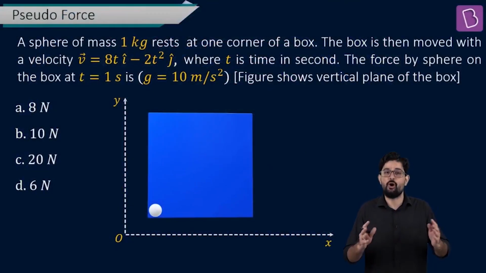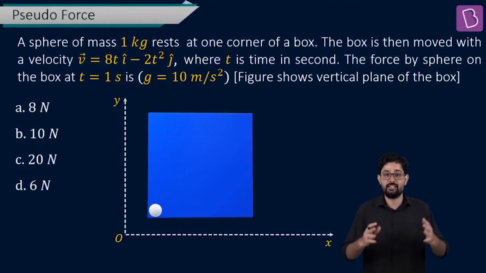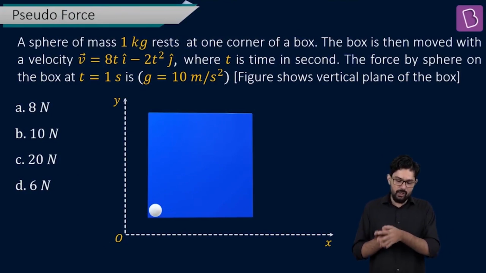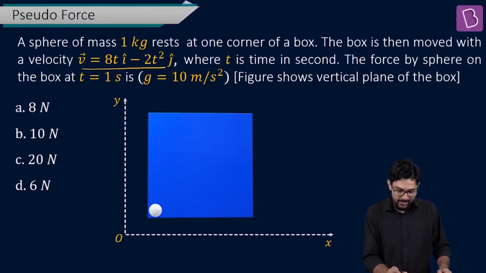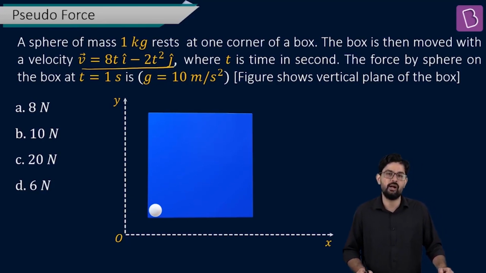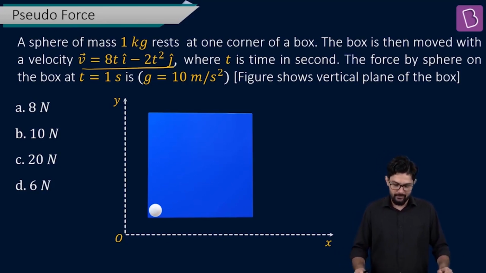This question is really awesome, and you will have to use your imagination to understand it in a better way. So let's start this. A sphere of mass 1 kg rests at one corner of a box. The box is then moved with a velocity which is a function of time, as 8t i cap minus 2t squared j cap. So it has both the components, one along positive x and the other one along negative y, right?